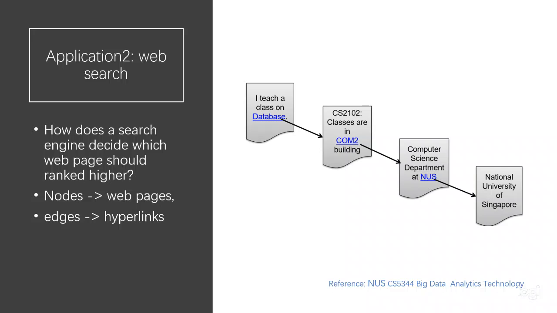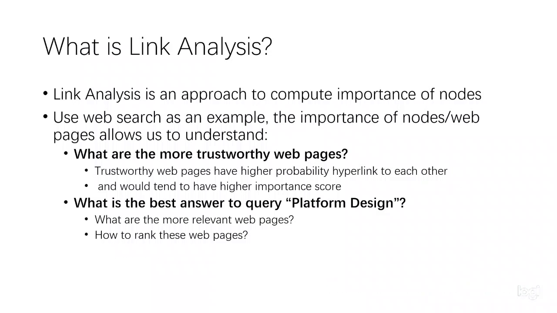Another example is the web search. So here the nodes are the web pages and the edges are the hyperlinks which link from one page to another page. And this actually determines which web pages should be ranked higher.